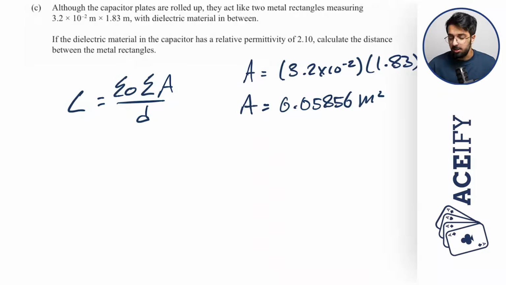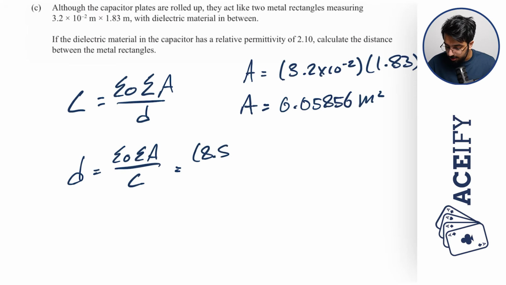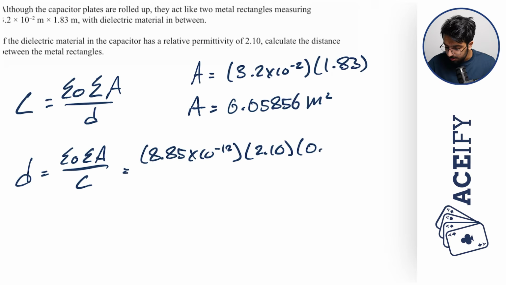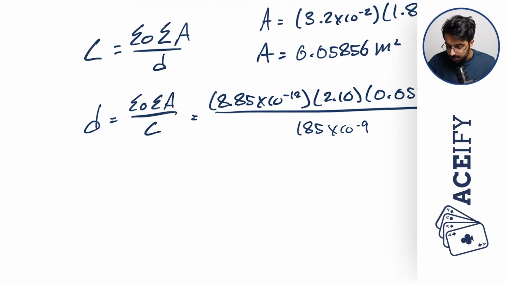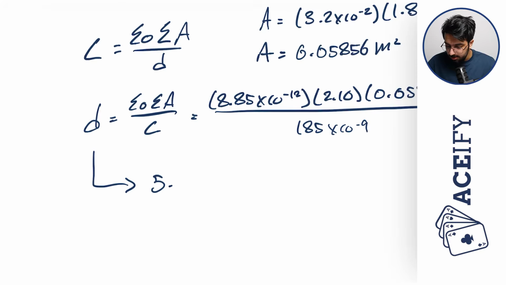And so as we're trying to find our distance, and we have all our other values, we can now rearrange, and we get our distance is equal to epsilon naught times our area, all over our capacitance. And so now plugging in our numbers, we get 8.85 times 10 to the negative 12 times 2.1 times 0.05856 all over 185 times 10 to the negative 9. And this gives a distance of 5.88 times 10 to the negative 6 meters.